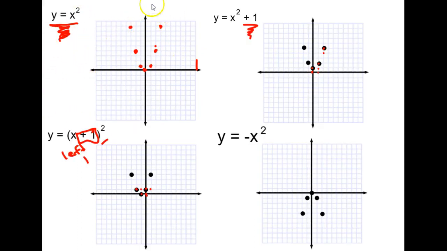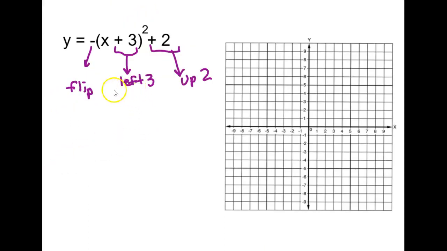We're going to take this graph right here and we're going to do these things to it. We're going to make it go left 3, we're going to make it go up 2, and then we're going to flip it over. So we'll just start with that. Our original vertex was at 0, 0. Now we're going to move it left 3, move it up 2, and put a point there.